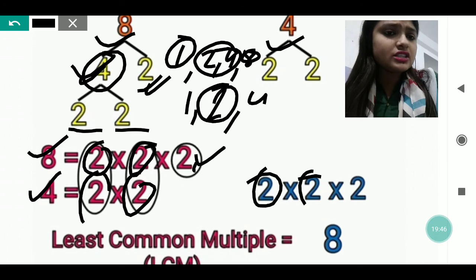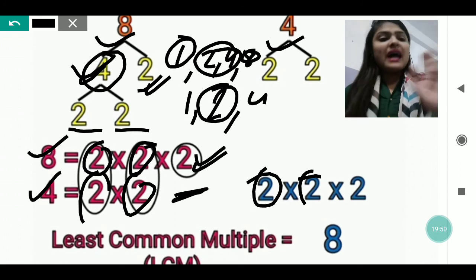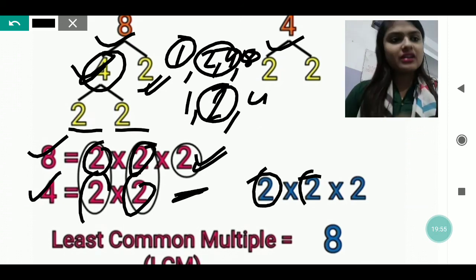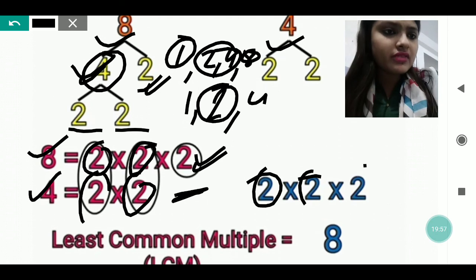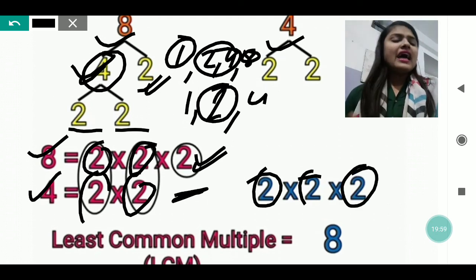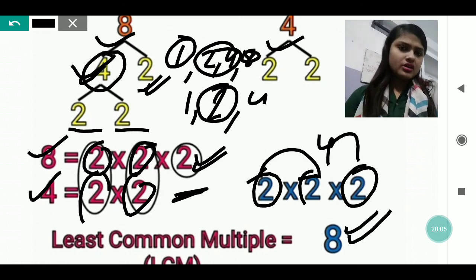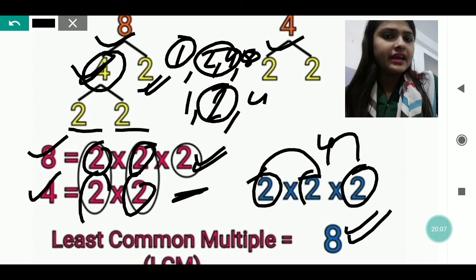But here only a single 2 is there, no number is there downside. But I have already said the common one also I will select and the uncommon one also I will write. So the uncommon one is 2, that also I will write, and then you multiply it. 2 into 2 is 4 and 4 into 2 is 8. So what is the LCM of 8 and 4? That is 8.